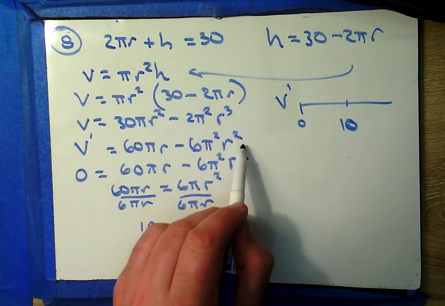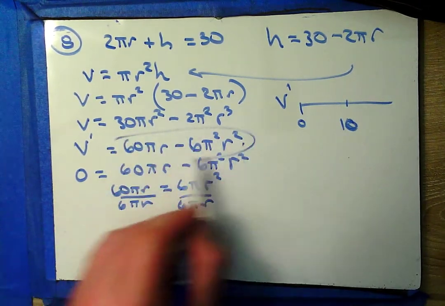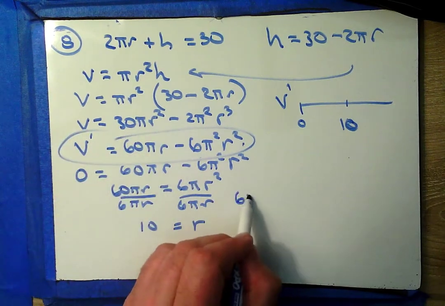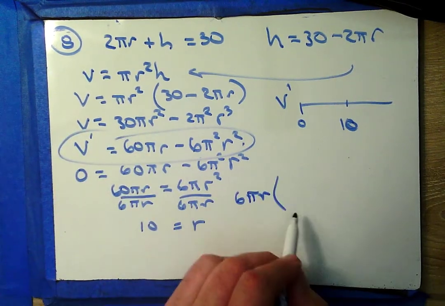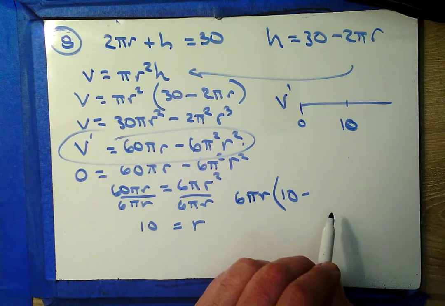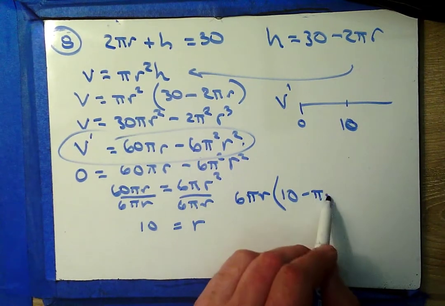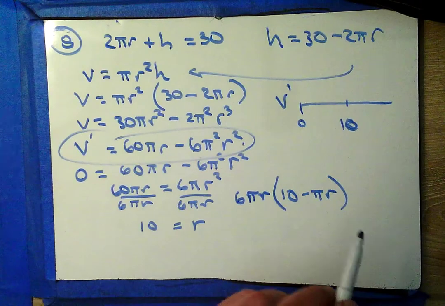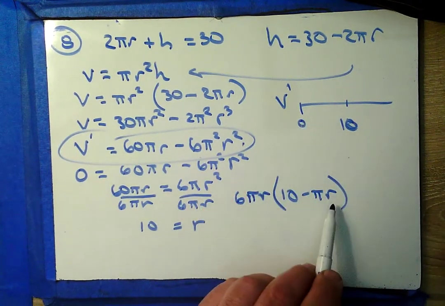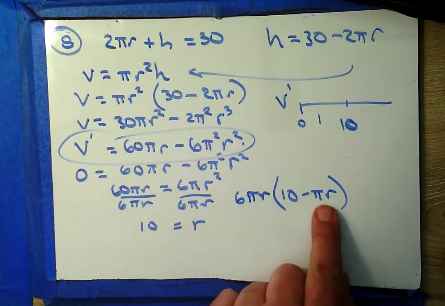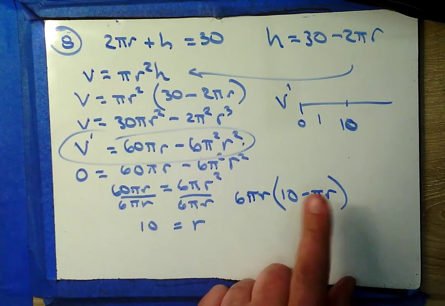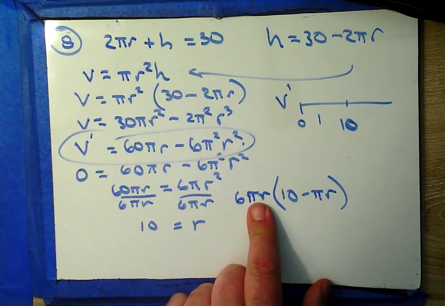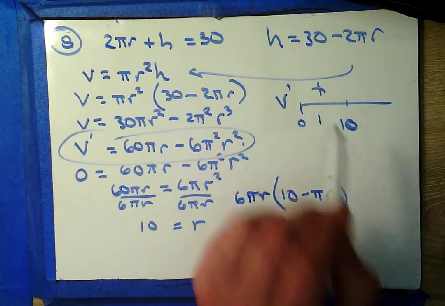You know, my life would probably be easier if I factored this v prime. So 6 pi r, leaving me 10 minus pi r. Okay, so let's plug in some numbers. If we plug in a 1, I get 10 minus pi, which is a positive number, 6 point something, times a positive. So positive times positive is positive.